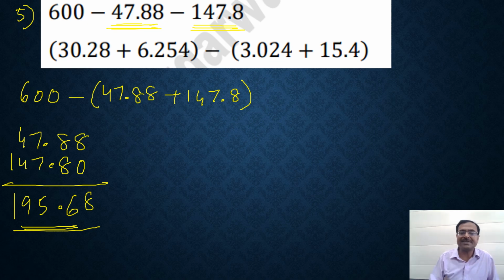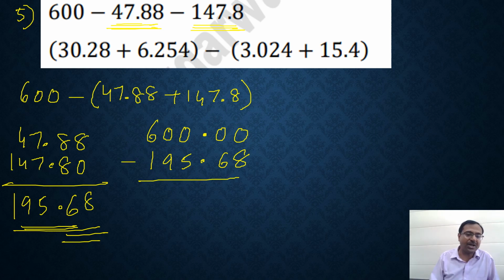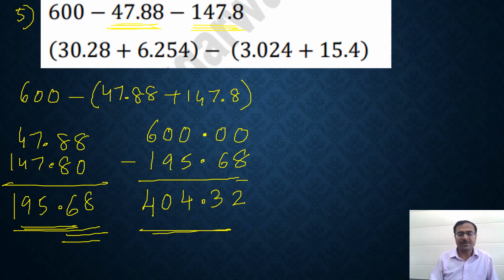See, 600 doesn't have a decimal, right? So how do you write it? I will write it as 600 point and the required number of zeros. Because this number has only two decimal places, I will write only two zeros here. Now I will write 195.68 below this and carry out the traditional subtraction. So 10 minus 8 is 2, 9 minus 6 is 3, 9 minus 5 is 4, 9 minus 9 is 0, and obviously 5 minus 1 is 4. So 404.32 is the answer for this question. Again, a very important question because it involves addition and subtraction both.